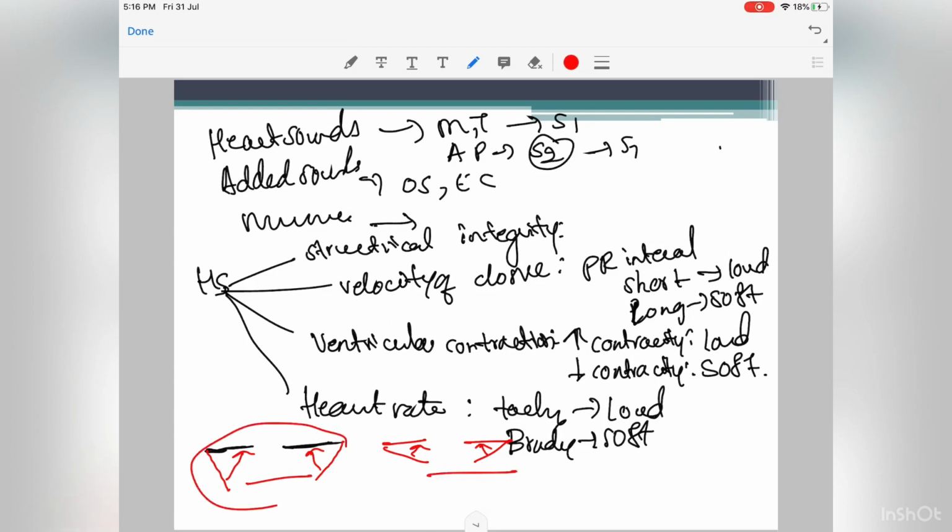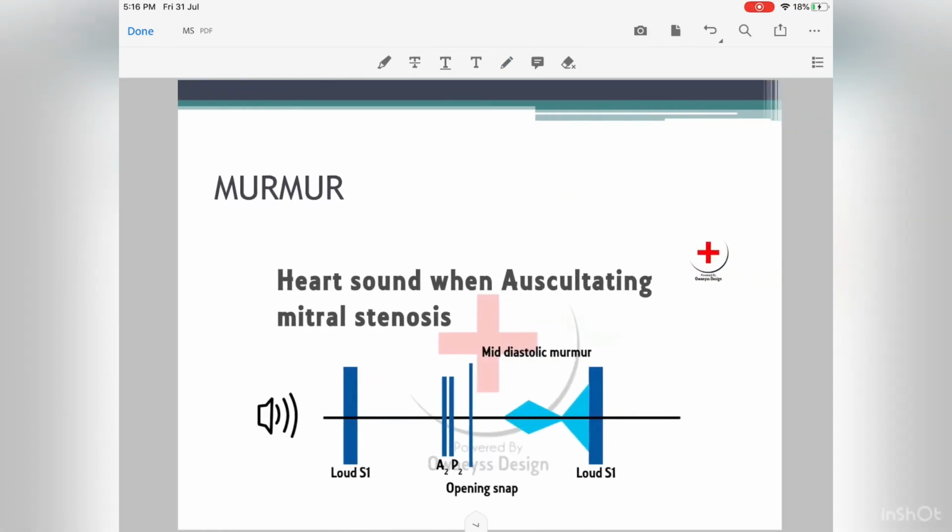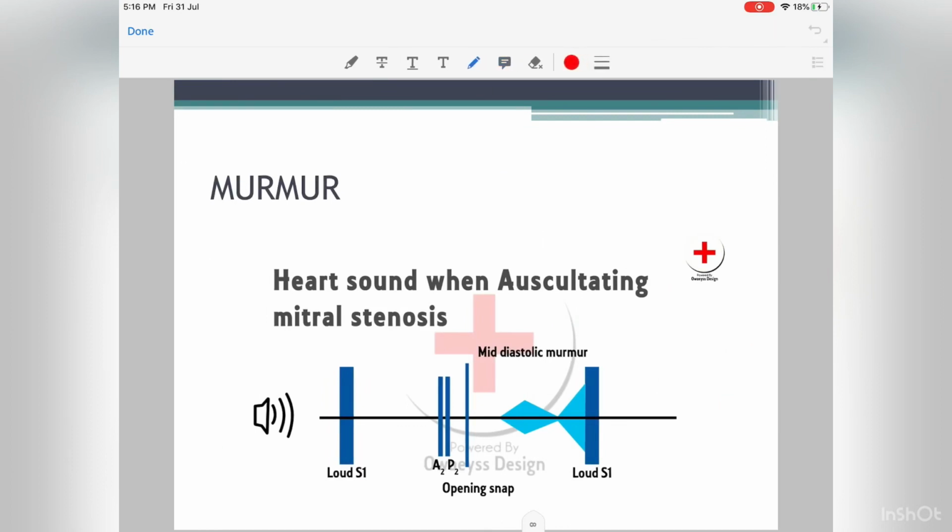So this wall closure will produce a loud sound compared to this. This will produce a softer sound compared to this. Compared to this, the wall will produce a softer sound. So the distance traveled by the wall, if it is longer, then the sound produced is loud. So now let us see what happens in mitral stenosis.